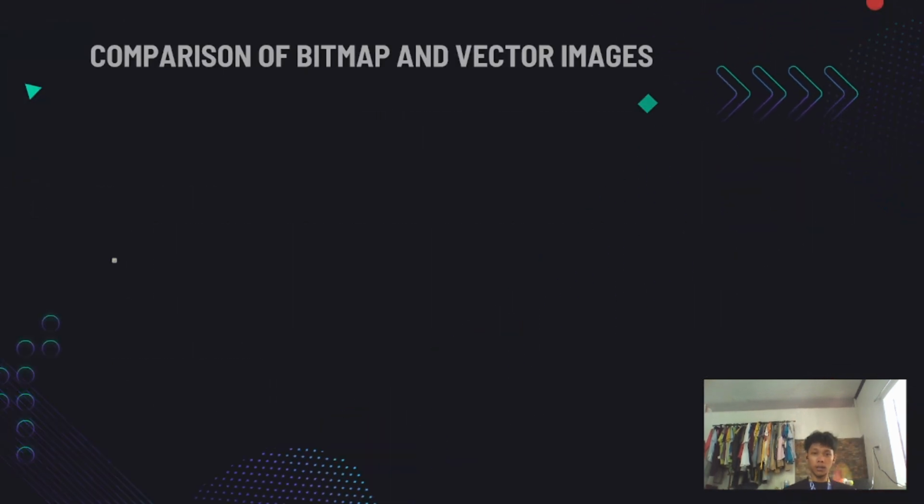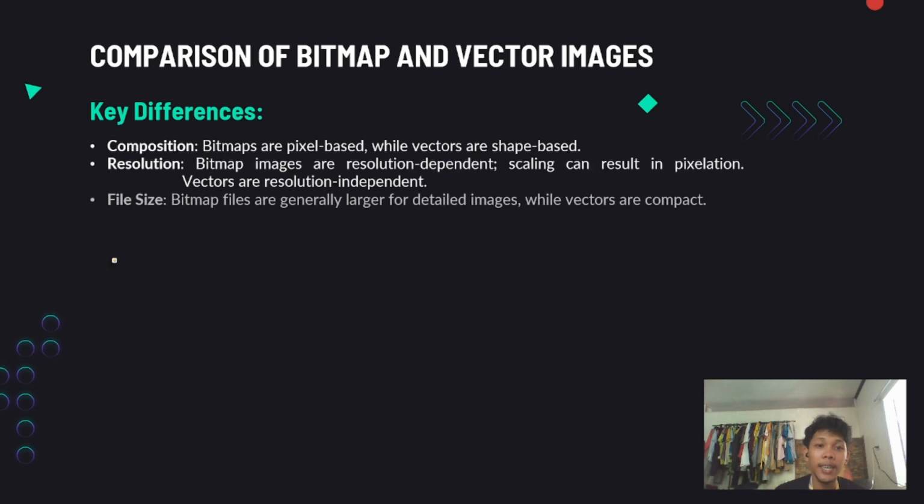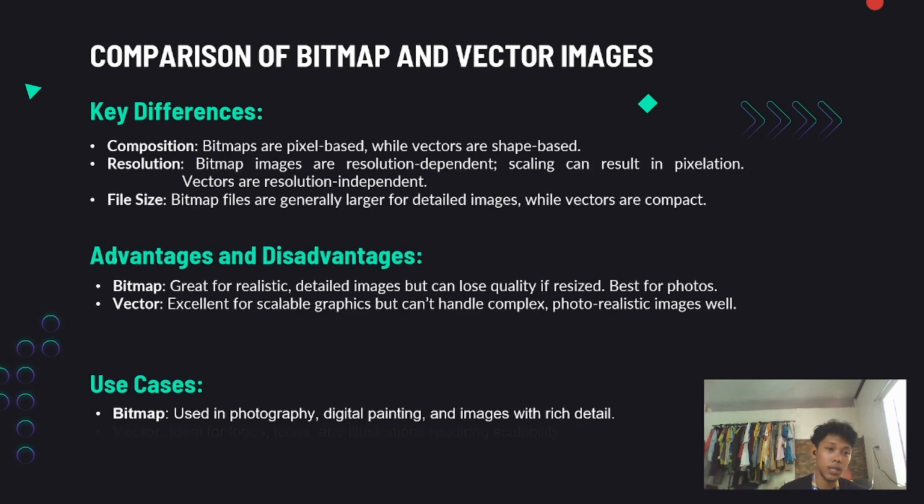So, next. Comparison of bitmap and vector images. Key difference is composition: bitmap are pixel-based while vector are shape-based. Pixel-based ang bitmap, shape-based ang vector. Resolution: bitmap images are resolution dependent, so scaling can result in pixelation. Si vector naman are resolution independent. File size: bitmap files are generally larger for detailed images while vector are compact.